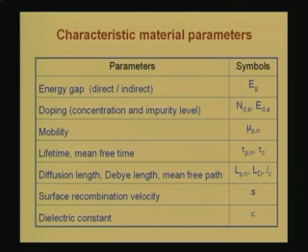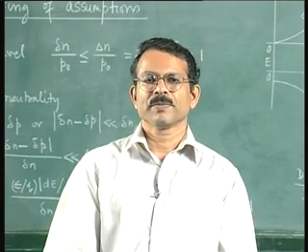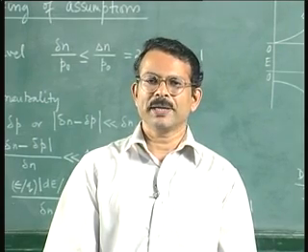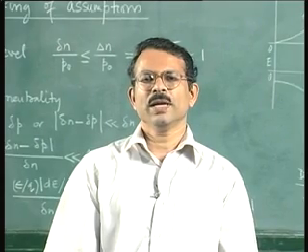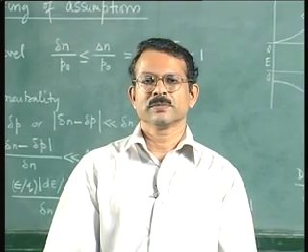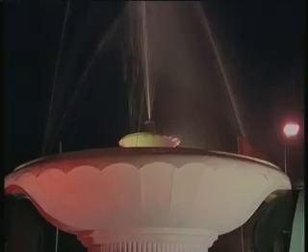Then the mobility of electrons and holes. Then the lifetime and mean free time of carriers. Then the diffusion length, Debye length and mean free path or mean free length. There are the 3 characteristic lengths. Surface recombination velocity, and finally the dielectric constant. So whenever we derive equations for terminal characteristics in terms of the physical parameters, these characteristic parameters will come into the picture.